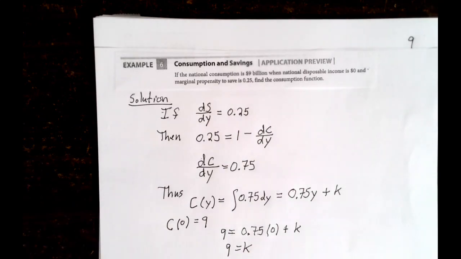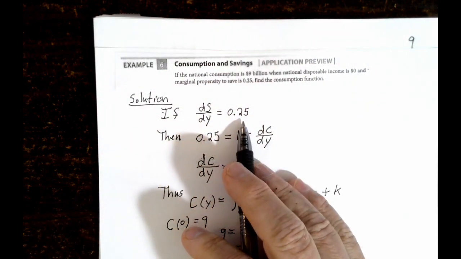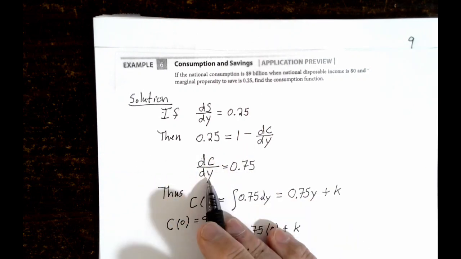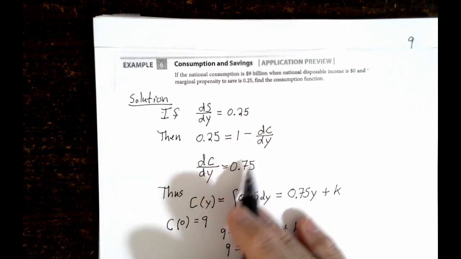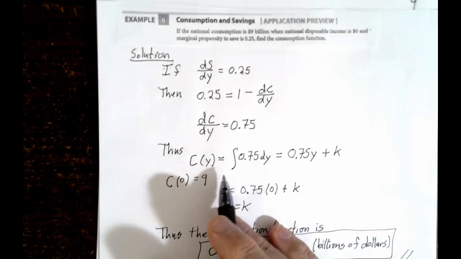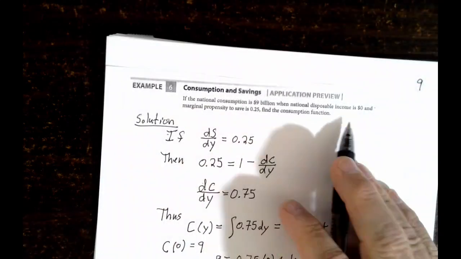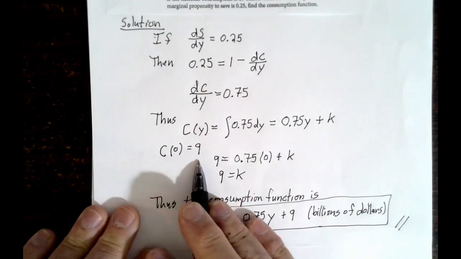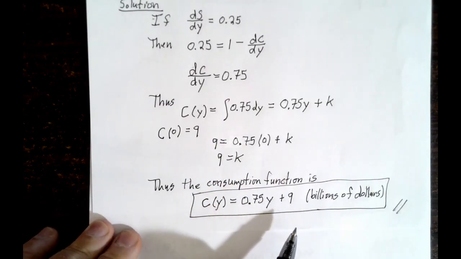Example 6 uses what I was talking about earlier, which was about the marginal propensity to save. They tell us that marginal propensity to save is 0.25. And so 0.25 equals 1 minus dc/dy. So when you subtract 1 and then multiply by negative 1, you get 0.75 equals dc/dy. So then you integrate that, and you get this, and now we know that when y equals 0, c equals 9. You solve this and you get k equals 9. So now you know the specific national consumption function.